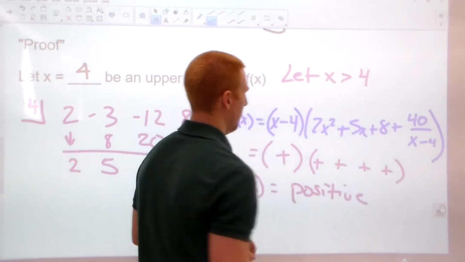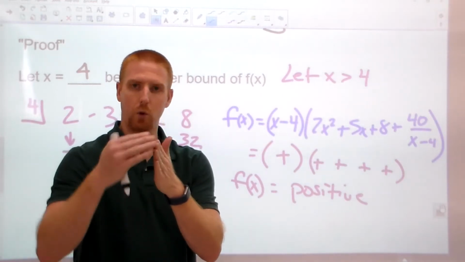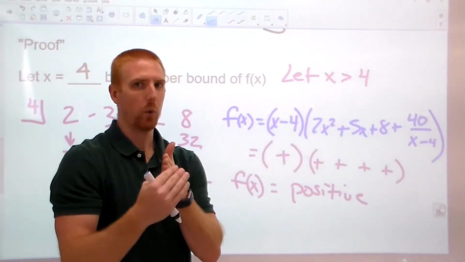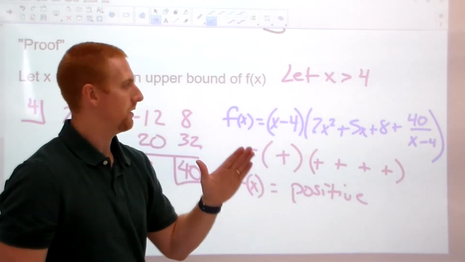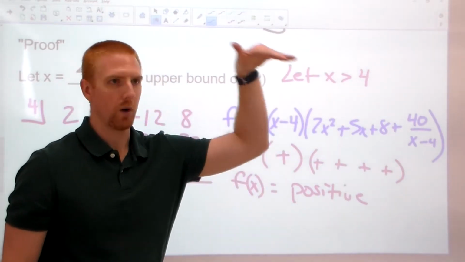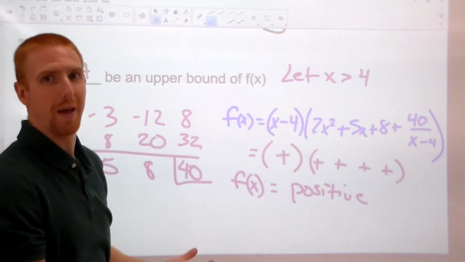So that tells you that for any y value beyond this point, if you start at 4 and you go to the right, every y value from that point on is going to be positive. That's a proof, that's guaranteed. So that means it's never coming back down. It's never going to cross the x-axis again past that point. That's how we know that's what we call a boundary.